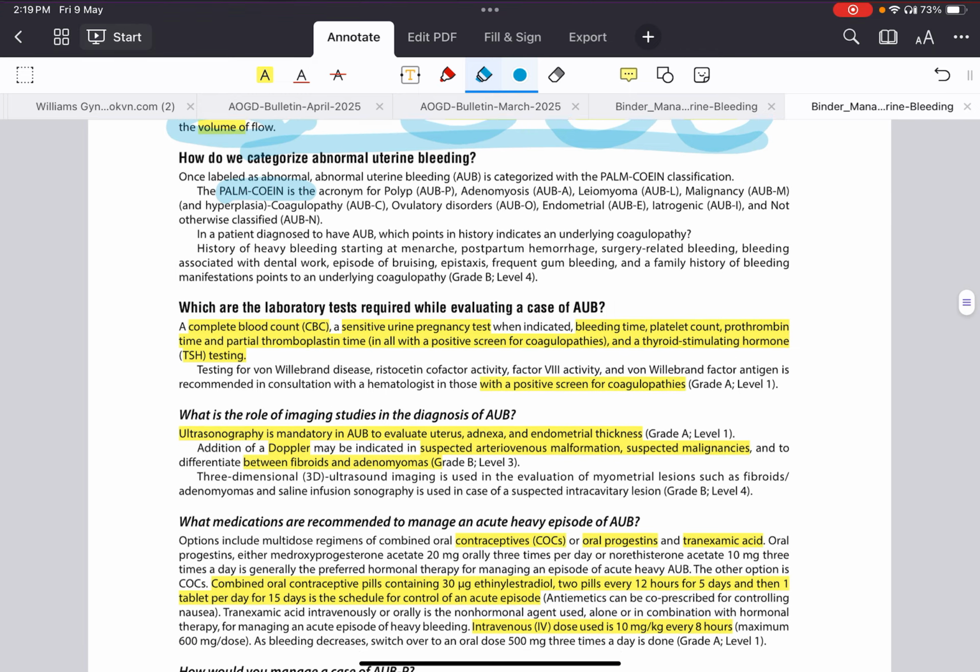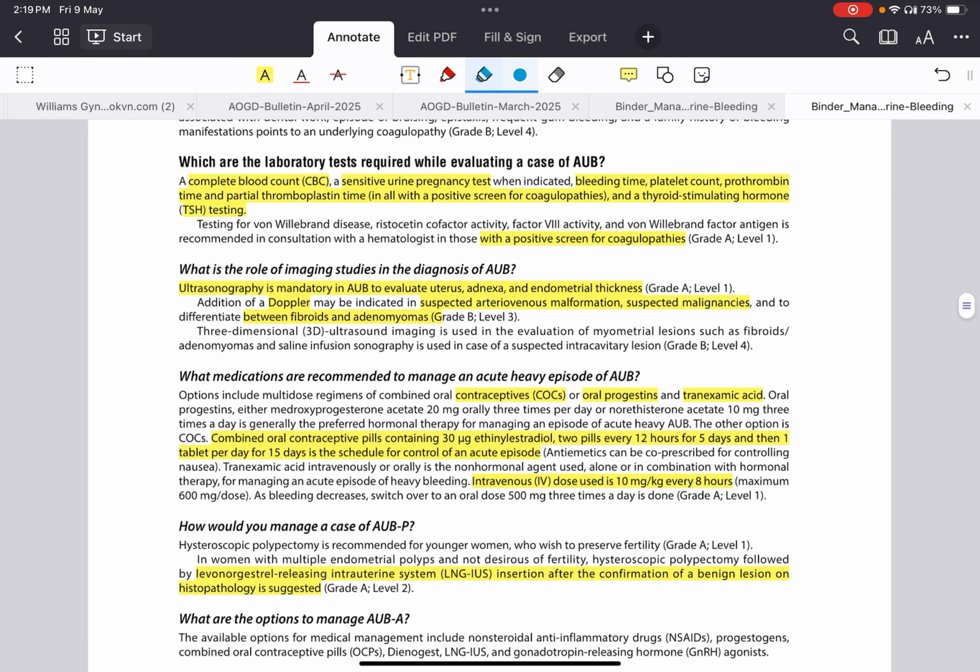The laboratory tests required when evaluating a case of abnormal uterine bleeding are: we'll do CBC, urine pregnancy test, and they'll look at some screening criteria for coagulation. It's a positive screening test. There is a screening criteria which I'll tell later. If she comes under the screening criteria, then you'll do platelet count, prothrombin time, and APTT. TSH, the thyroid stimulating hormone test, is done in every patient.